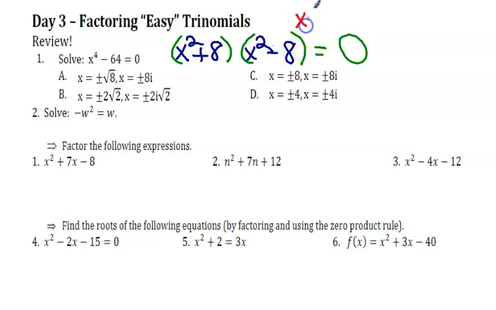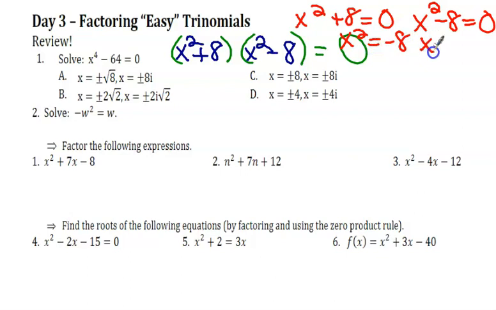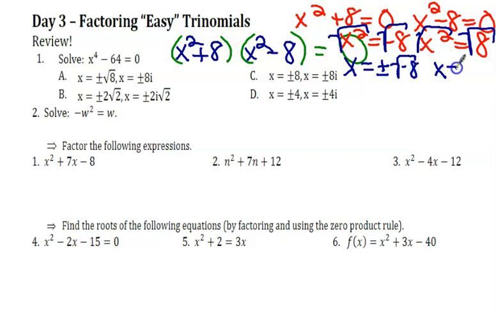And then what I could do is solve both of these separately and see what I get. So I have x squared plus 8 equals 0 and x squared minus 8 equals 0. Subtract the 8 from both sides, add the 8 to both sides, and now I have x squared by itself. Then I can square root both sides of both of these equations. When I square root something, I know I have a plus or minus in front, and then I can go from there and simplify that square root.